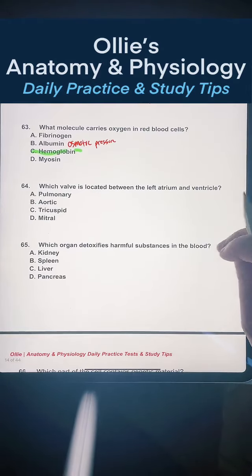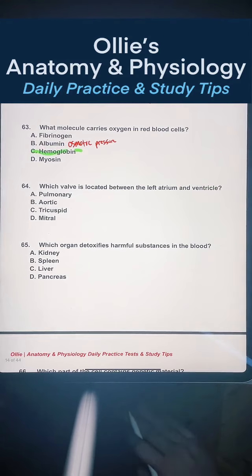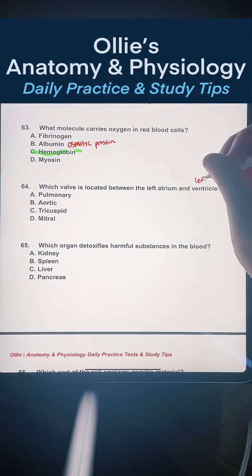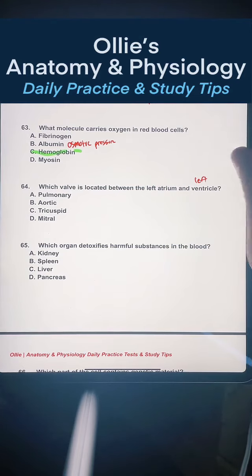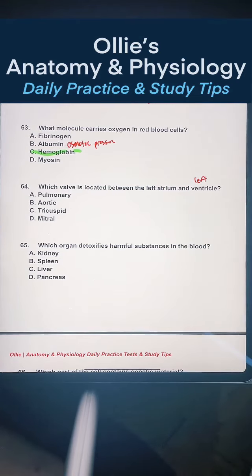Number 64. Which valve is located between the left atrium and ventricle? So left atrium and left ventricle. I don't actually need to rewrite ventricle. What do we think here? And I have a good mnemonic to remember that as well.